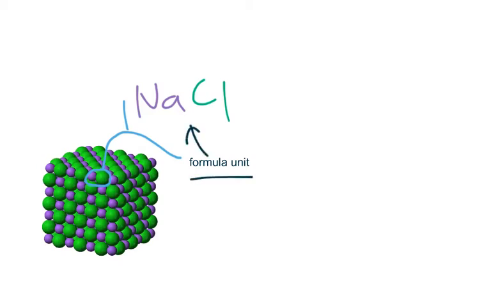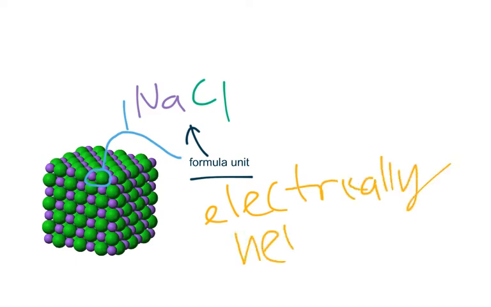A formula unit is just a repeating unit that repeats over and over again in the crystal structure, such as NaCl, which repeats over and over again over here, just about anywhere you look in the structure. The crystal lattice is one of the main reasons why salts are not covalent molecules or compounds. Ionic compounds are also electrically neutral.